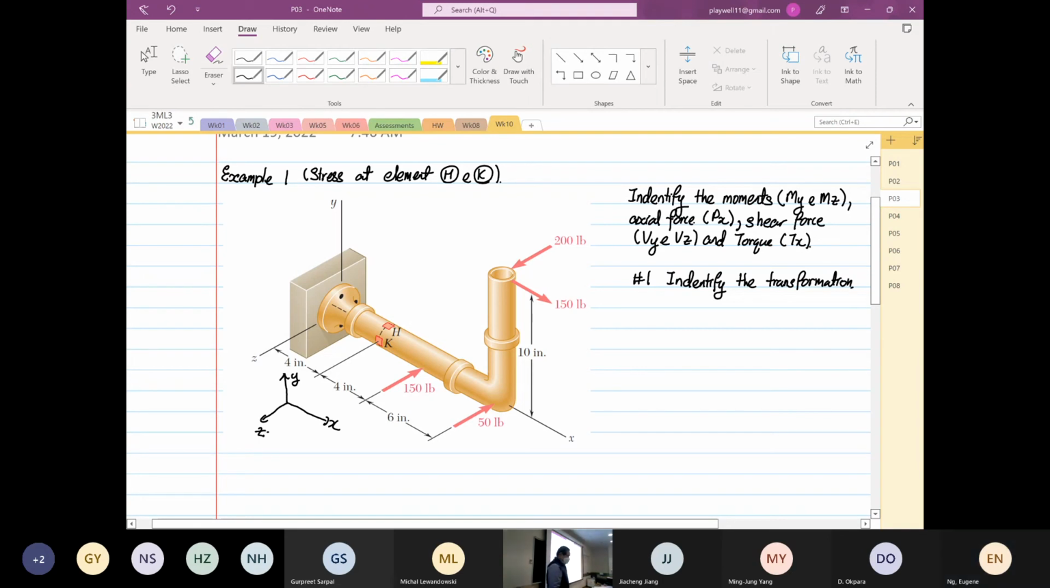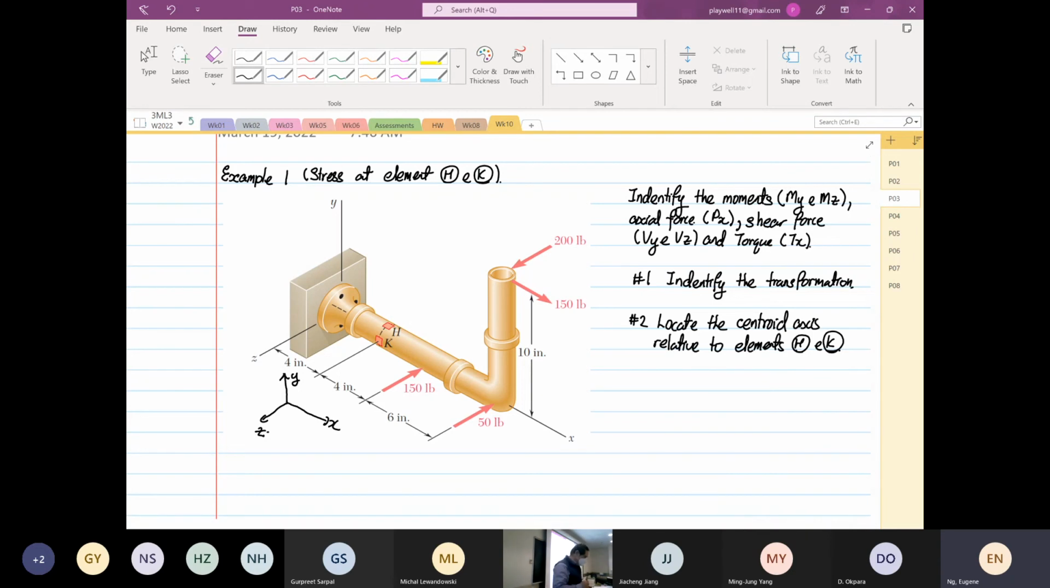Okay, then the next thing that we have to do is locate the centroid axis relative to elements H and K.